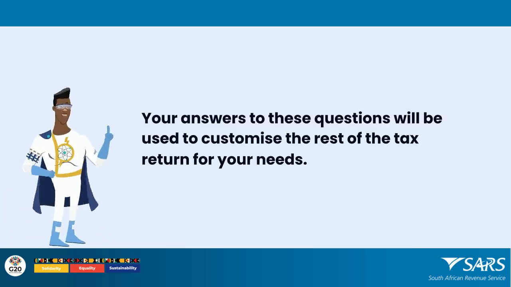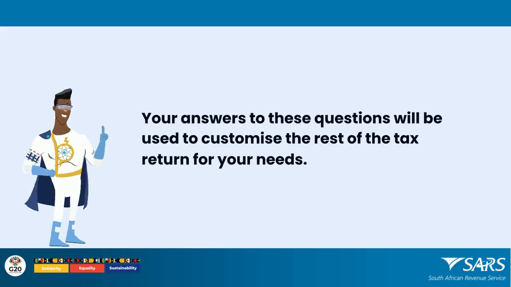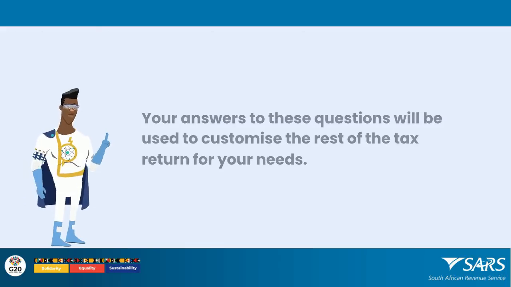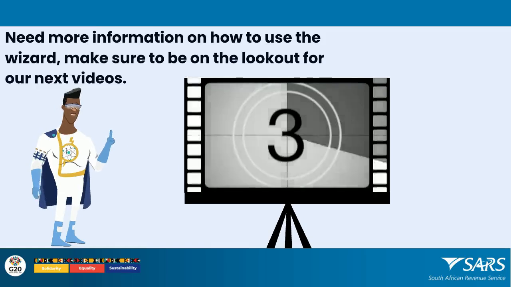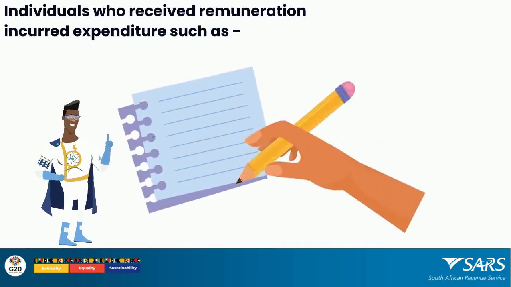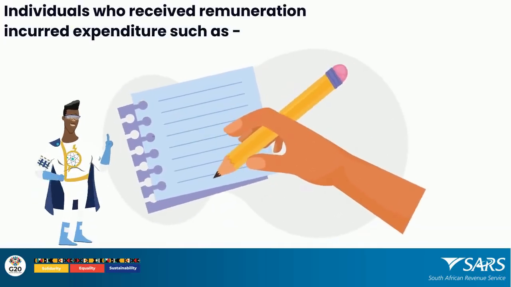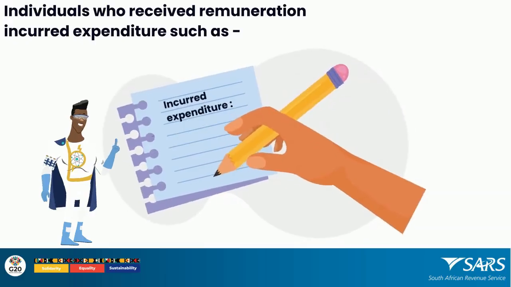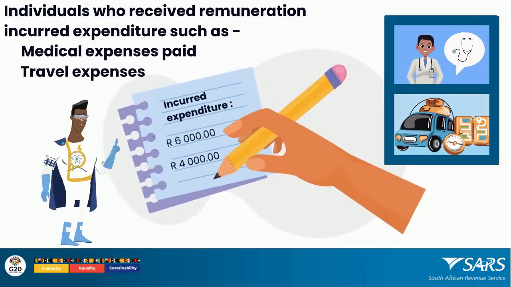Your answers to these questions will be used to customize the rest of the tax return for your needs. Need more information on how to use the wizard? Make sure to be on the lookout for our next videos, where we will focus on an individual who received remuneration-related income and incurred typical expenditure such as medical expenses paid, travel expenses against a travel allowance, and many more.